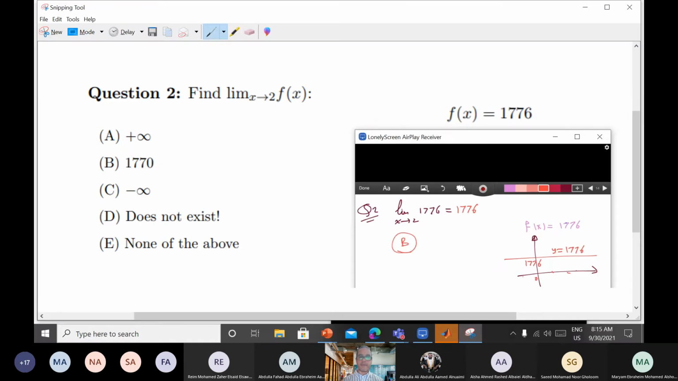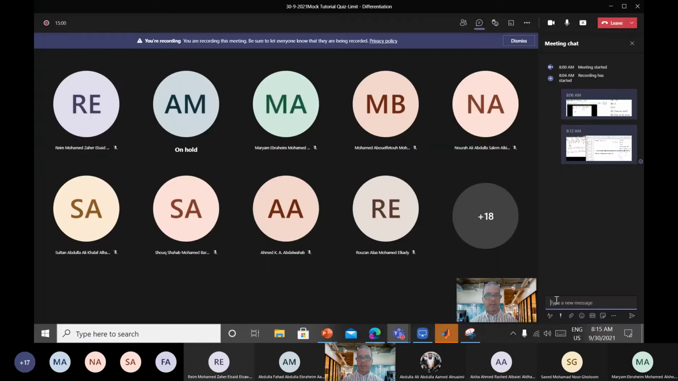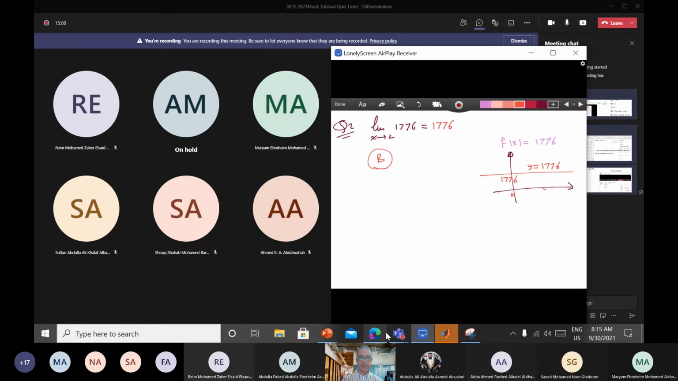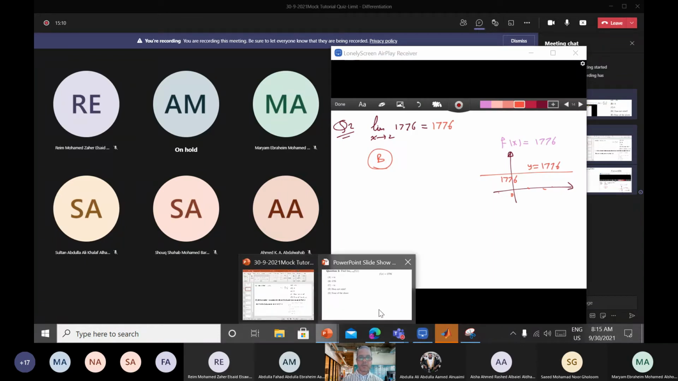No need to graph. I graphed it just to show it to you. And also I'm revising for someone who didn't attend the first two lectures. Now, let's go for the next one.